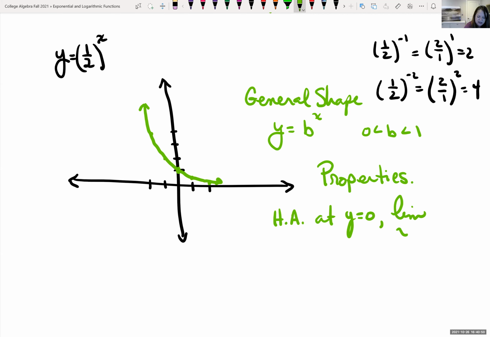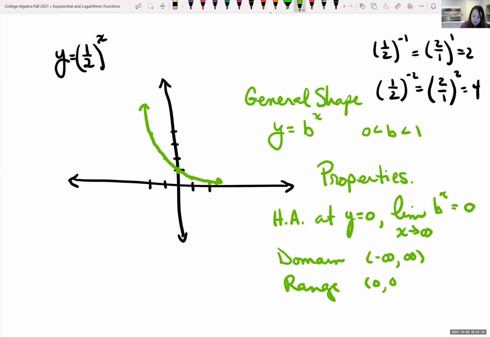If we look at the limit as x is going, in this case, off to infinity, this goes to 0. Our domain is still our real numbers. Our range is all numbers bigger than 0. We still have the point (0, 1).